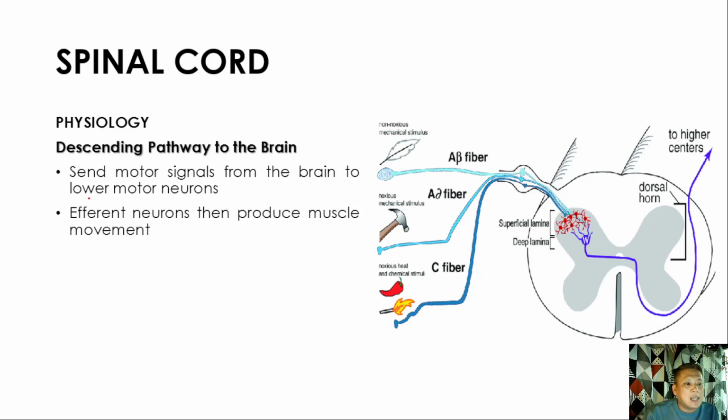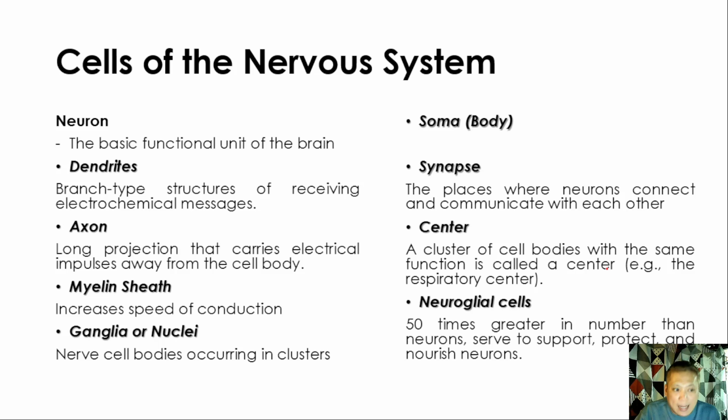Diba? So, by descending pathway naman, send motor signals from the brain down to the lower motor neurons. Diba? Yung efferent neurons natin then produce yung muscle movement. Ibig sabihin, dito naman, halimbawa, kung iiwasan mo yung halimbawa, sasaksakin ka, paano ka makaiwas? Diba? May mga reflex natin para nag-move yung mga muscles natin.